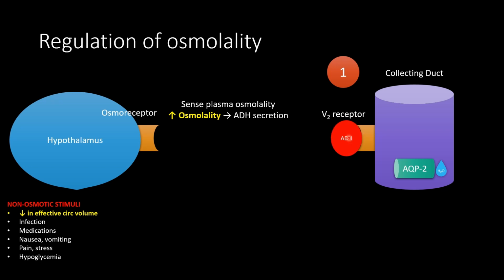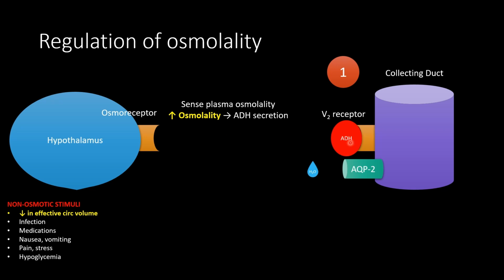Upon attaching to the V2 receptor, the V2 receptor will get stimulated, and what will it do? It will cause the insertion of aquaporin 2 channel in the cell membrane of the collecting duct. So upon insertion of aquaporin 2 channel, what will happen? Aquaporin, that means it is regulating water. So water will get reabsorbed from inside the lumen to the body. Water will get reabsorbed.